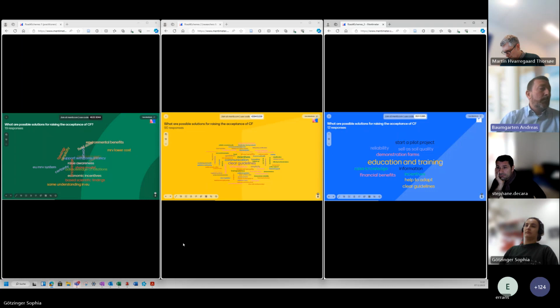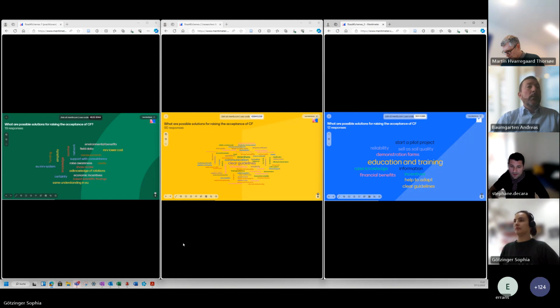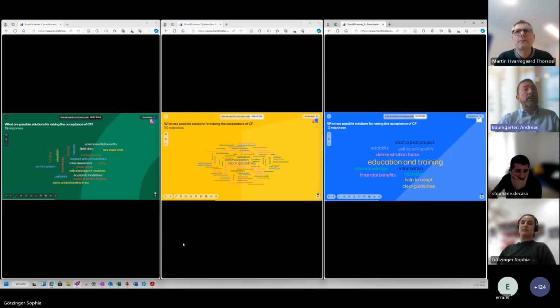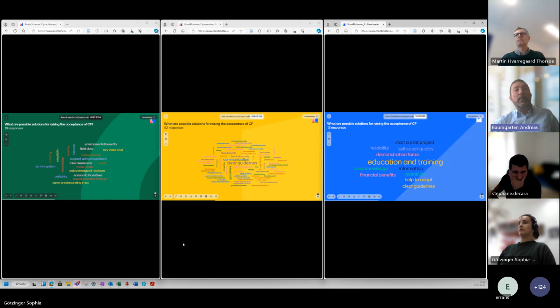An EU MRV system that is proposed, also the acknowledgement of certain measures, but there is nothing that's really that clearly in the center. So there are different suggestions, more or less weighed equally. So this is a very interesting thing. So maybe there are really different approaches still.